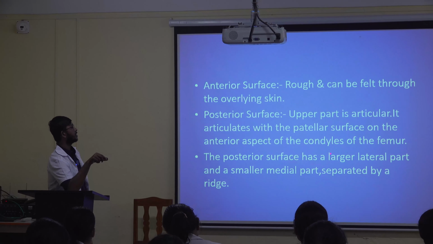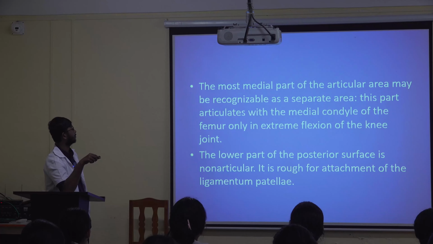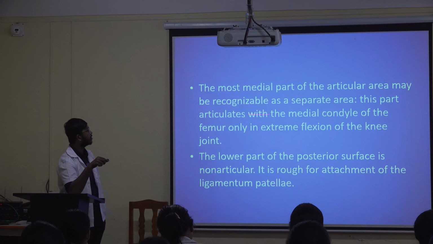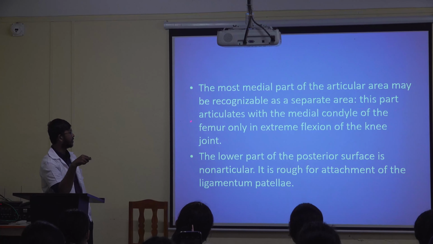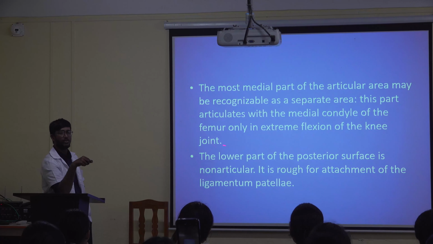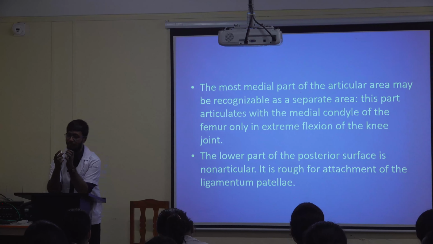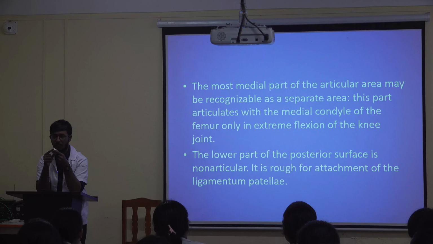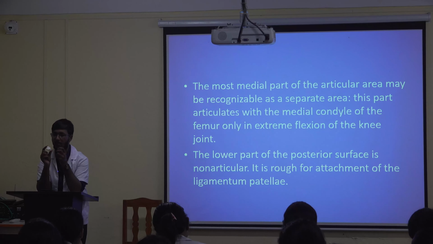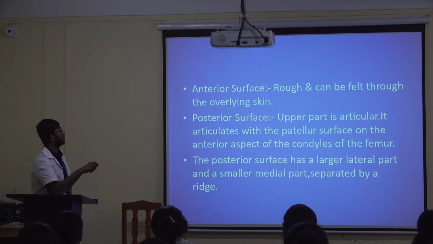The posterior surface has a larger lateral part and a smaller medial part separated by a ridge. The most medial part of the articular area may be recognizable as a separate area. This part articulates with the medial condyle of the femur only in extreme flexion of the knee joint. So basically in a normal bone, the medial condyle will articulate with the posterior medial surface of the patella. But in extreme flexion, the most medial part also gets involved.